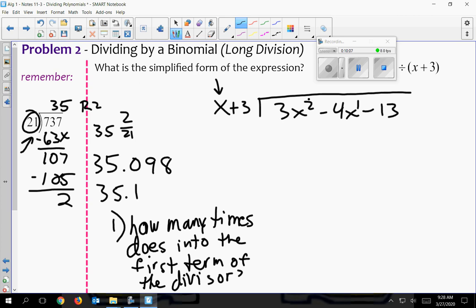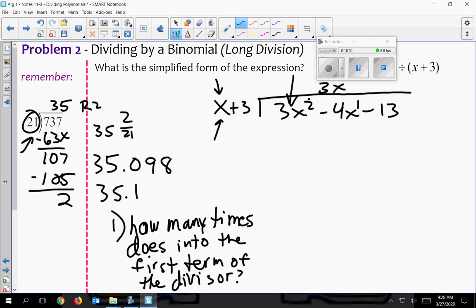So how many times does x go into the first term of the divisor? Well, I have to convert this x into 3x squared. I'm going to do that by multiplication. If I had to turn this one into that one, I'd have to multiply this by 3x. So I'm going to put that up here.